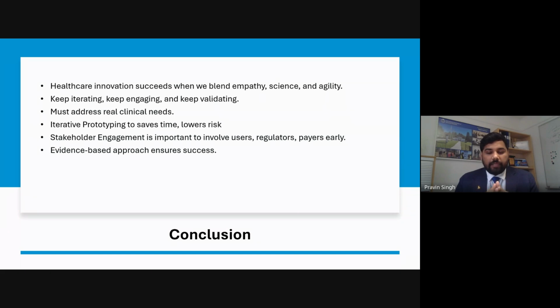Priorities means the priority will be the real-world needs. Innovation should solve real problems, not just create new technology. And then leverage AI and automation. So the future of healthcare will be smarter, faster, and more efficient. Thank you for your time. I welcome any questions. I'll just stop sharing.